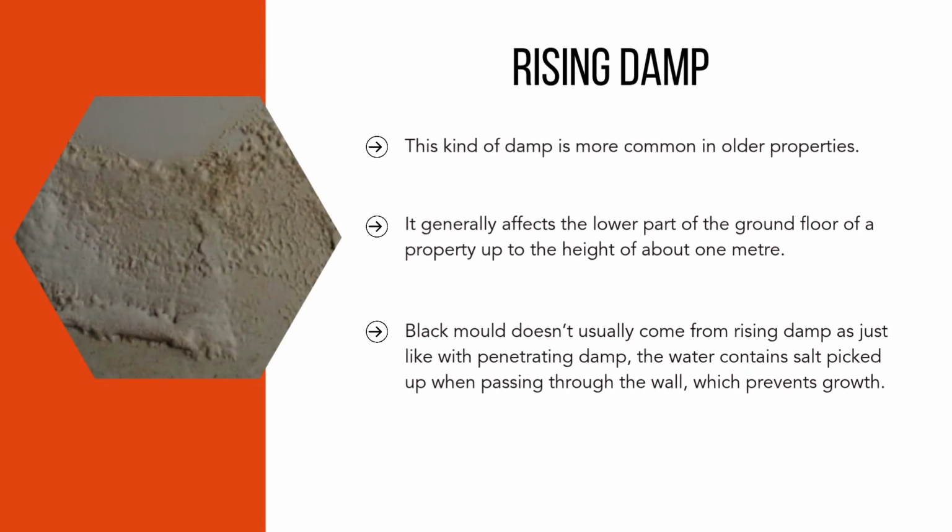Rising damp. This kind of damp is more common in older properties. It generally affects the lower part of the ground floor of a property up to about the height of 1 metre. Black mould doesn't usually come from rising damp, as just like with penetrating damp, the water contains salt picked up when passing through the wall, which prevents growth.